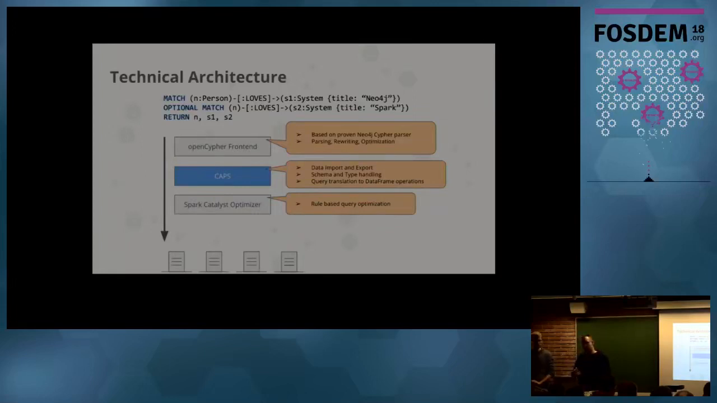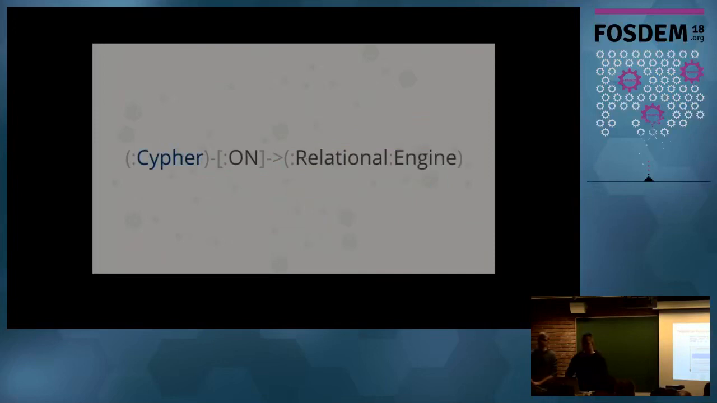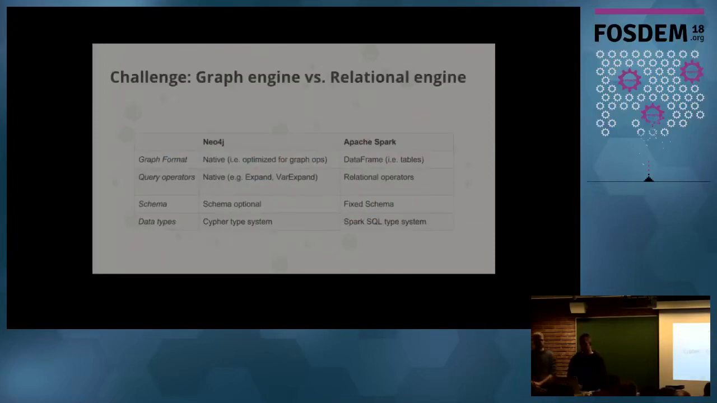And then after CAPS, when we have our data frame program, we just hand it over to Spark, and Spark has this nice thing called the Catalyst Optimizer, which is a rule-based optimizer for query optimization, which gives you some improvements on your runtimes, probably. And then at the end, of course, the Spark runtime, which executes the query on your cluster. So this is the high-level view of the system.